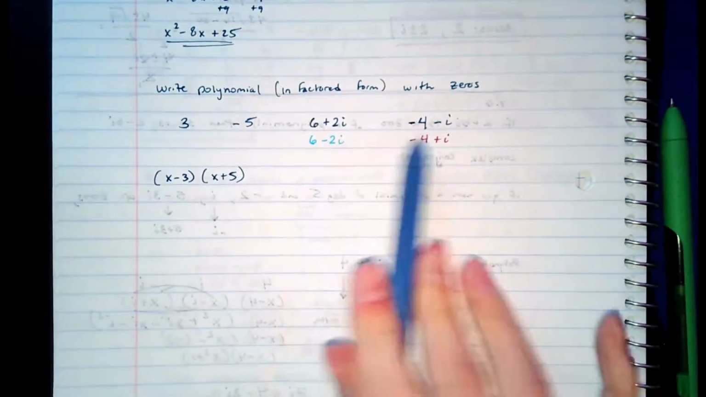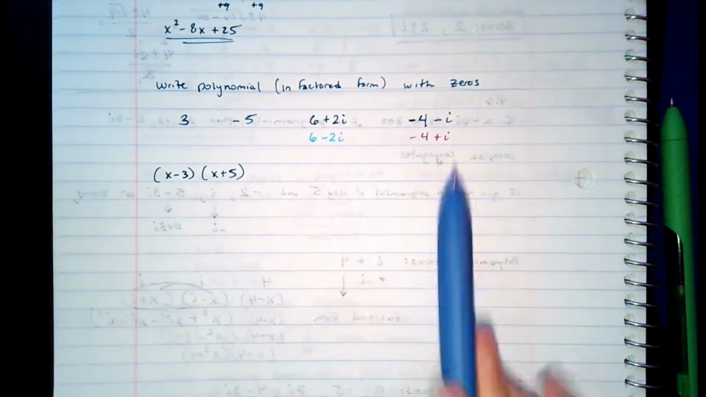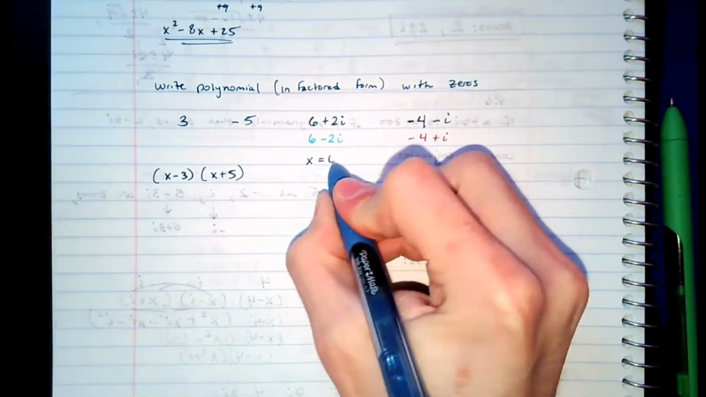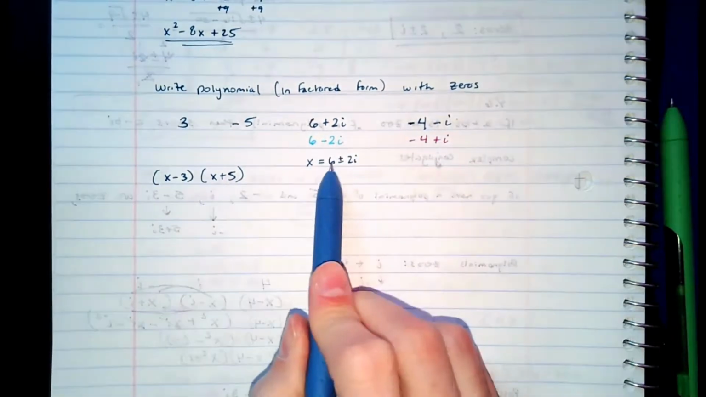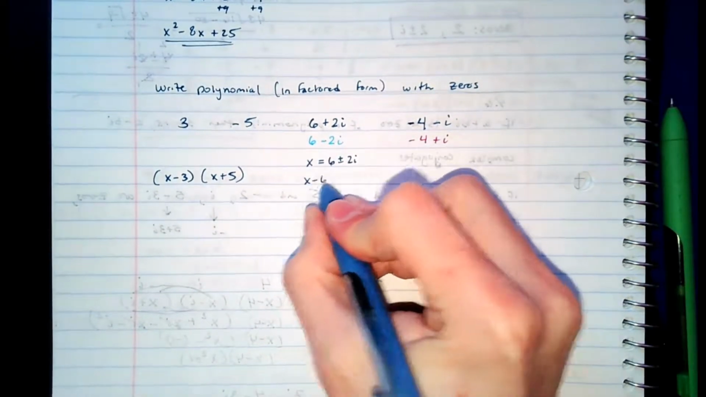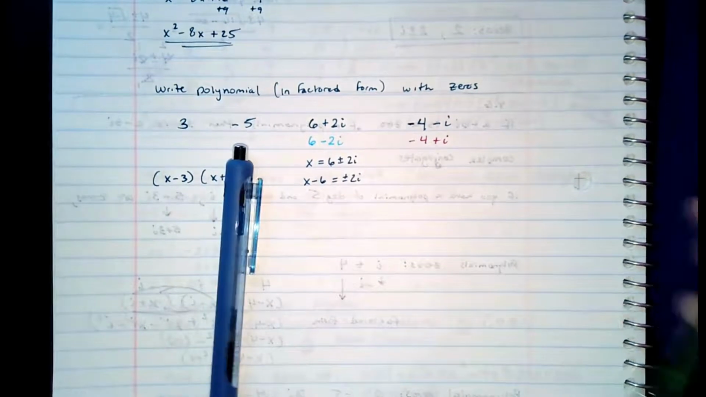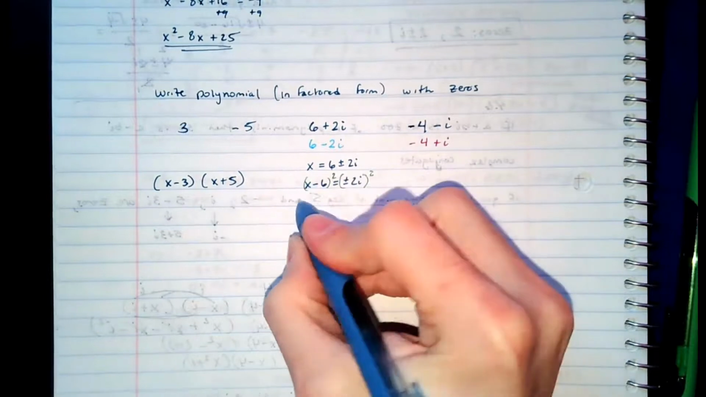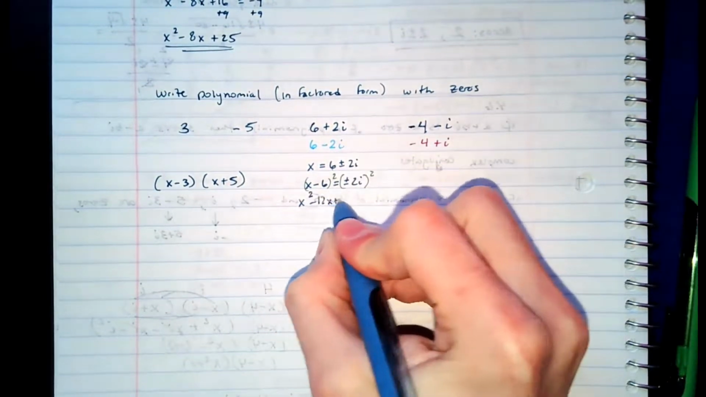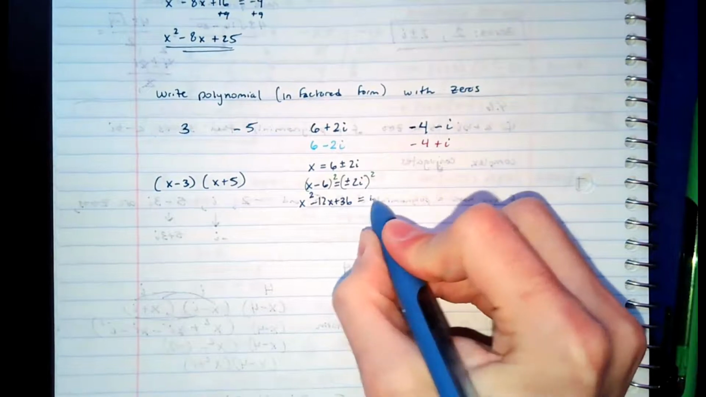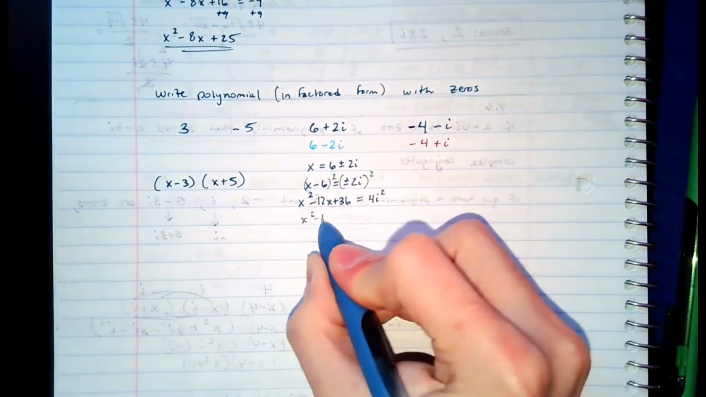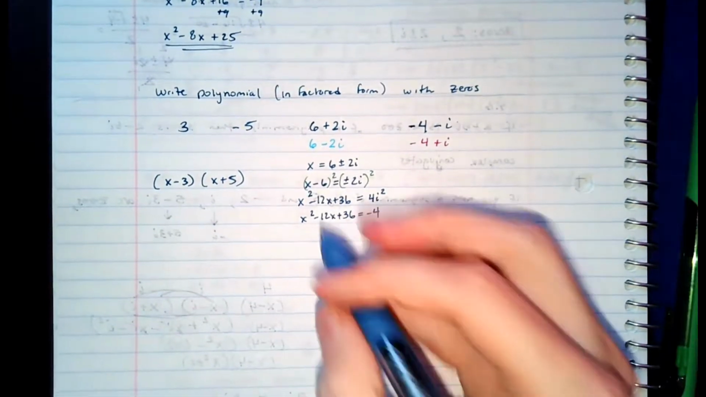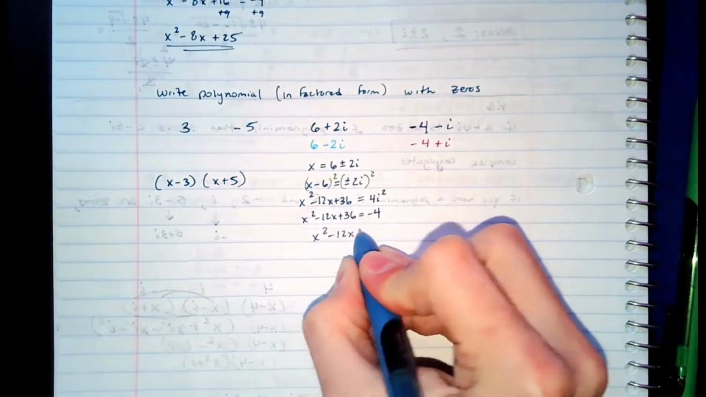Now, how do we find the factors that give these zeros? I'll go through my method 2 more times. Well, I know x has to be equal to 6 plus or minus 2i. We're going to move the real part over. X minus 6 equals plus or minus 2i. We are going to square both sides. We get x squared minus 12x plus 36 equals 4i squared. And 4i squared is the same thing as negative 4. Adding the 4 to the other side, the factor would be x squared minus 12x plus 40.